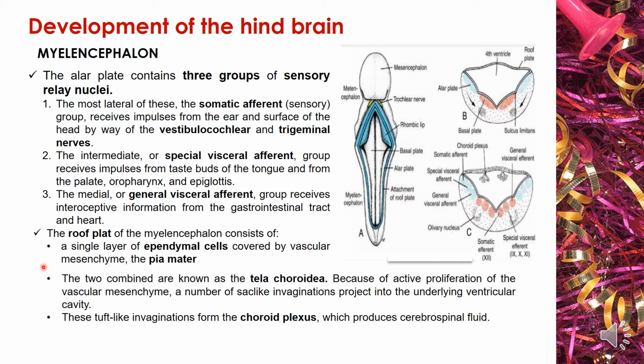The alar plate contains three groups of sensory relay nuclei. The lateral of these nuclei, forming the somatic afferent sensory group, receives impulses from the ear and the surface of the head by way of the vestibulocochlear and the trigeminal nerve.